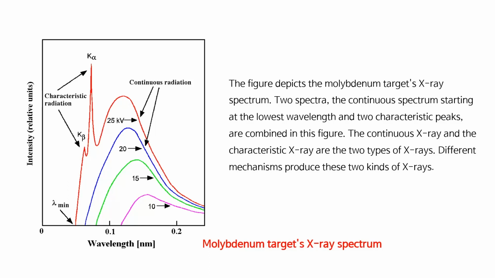This figure depicts the molybdenum target's X-ray spectrum. So if we use the target metal as molybdenum, then you can get an X-ray of this kind of spectrum.